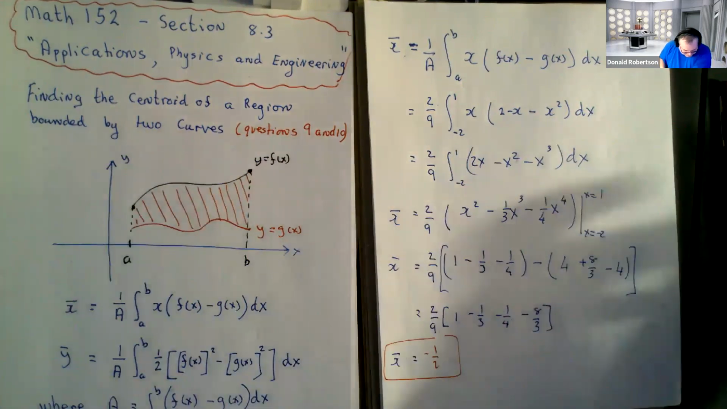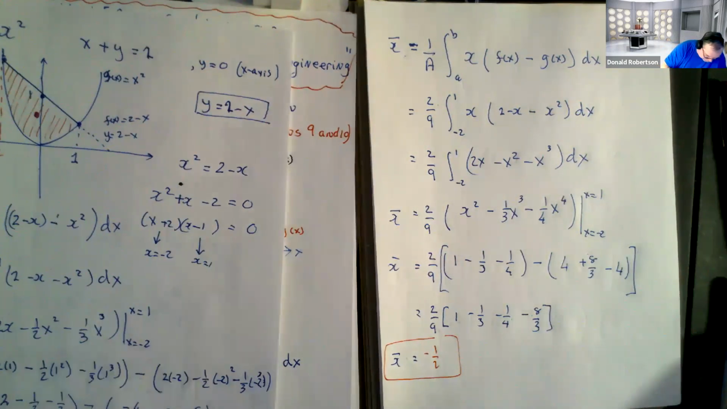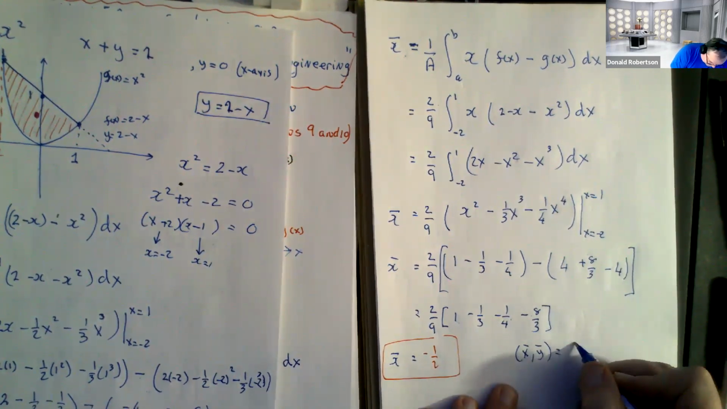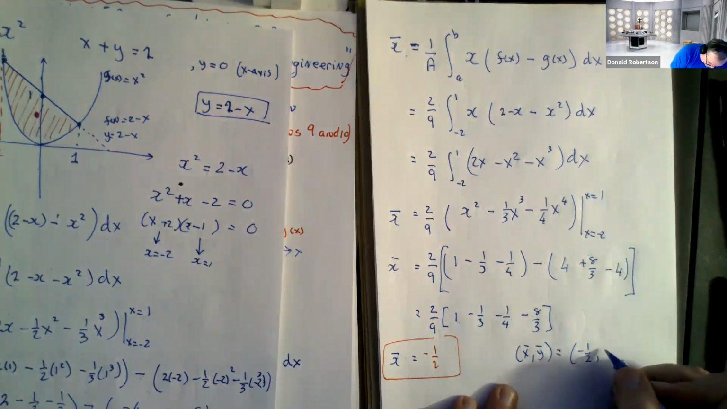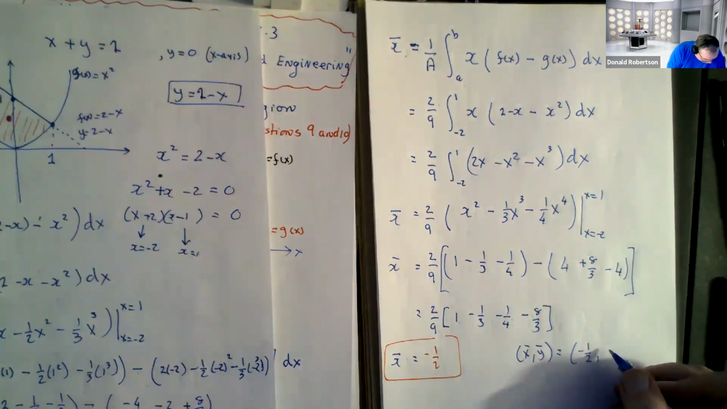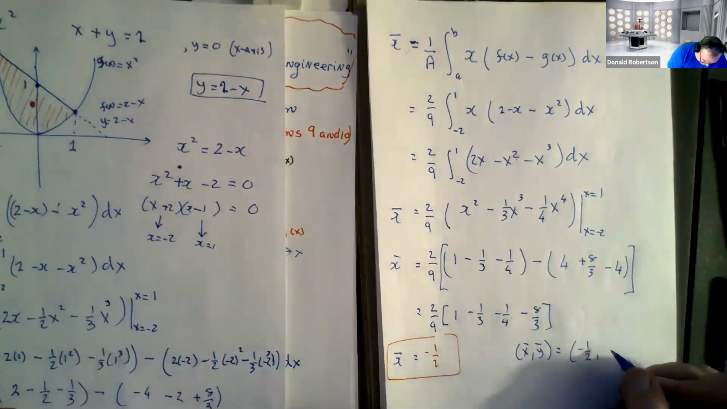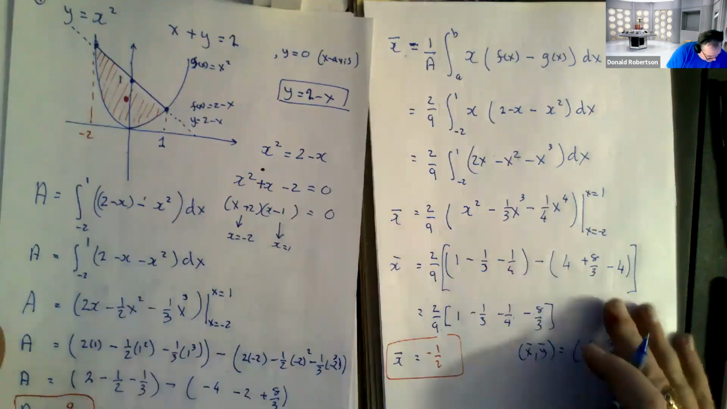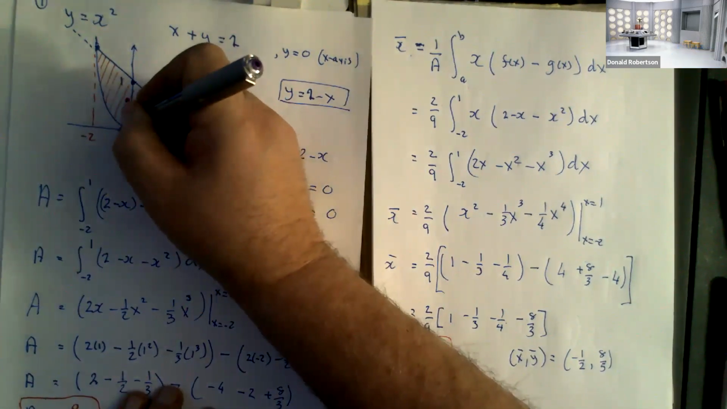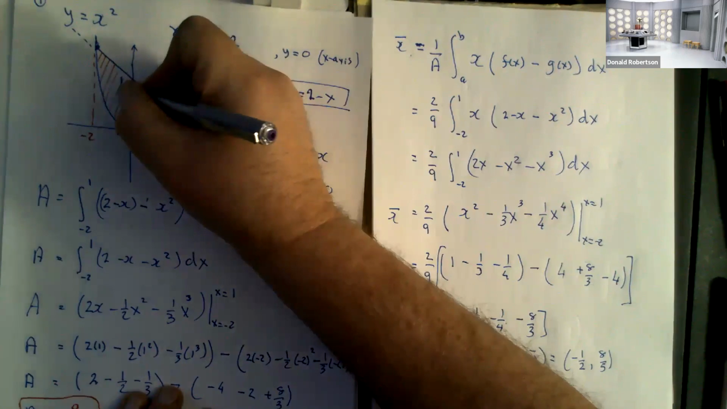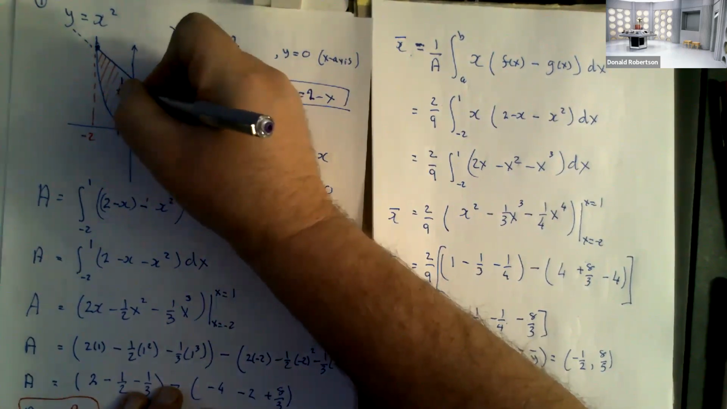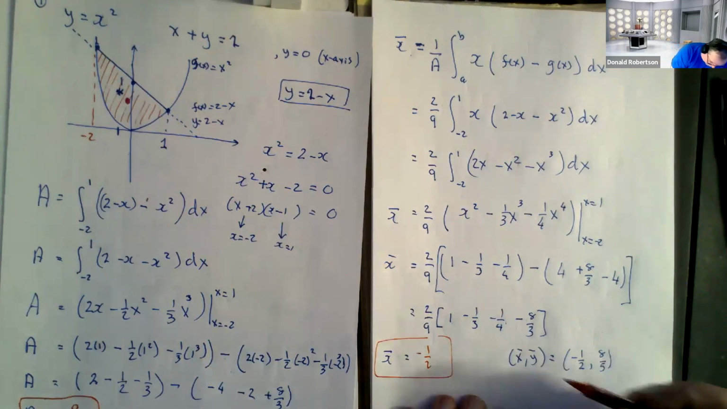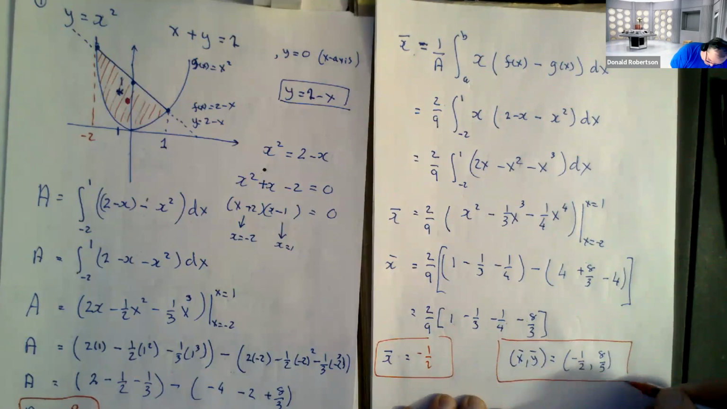So I'm going to return to my picture. Let's put all the information together. The centre of mass, the centroid, has an x coordinate of -1/2 and a y coordinate of 8/5. And on my picture, -1/2 would probably be about here. And so roughly, it's a little bit higher and to the left of what I predicted. But all in all, a pretty good guess.